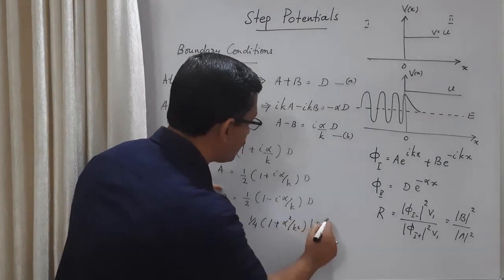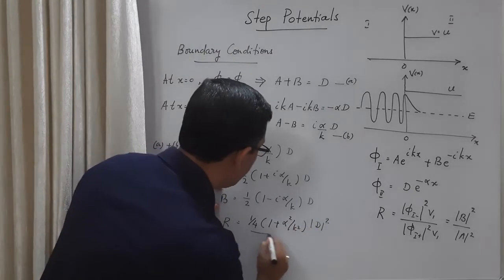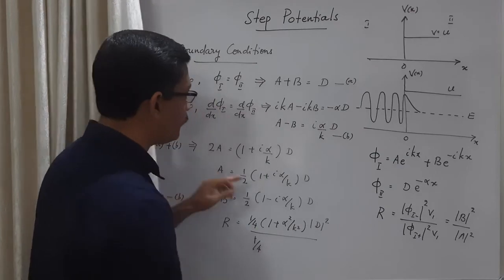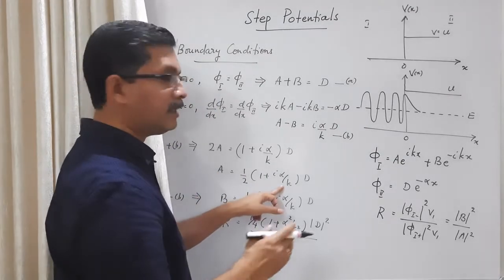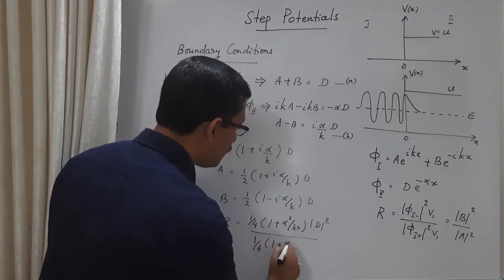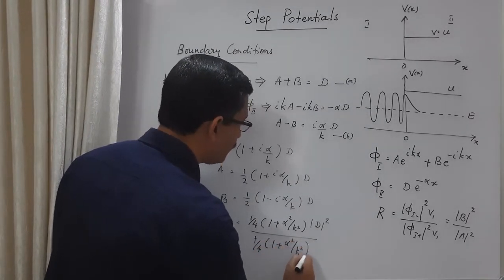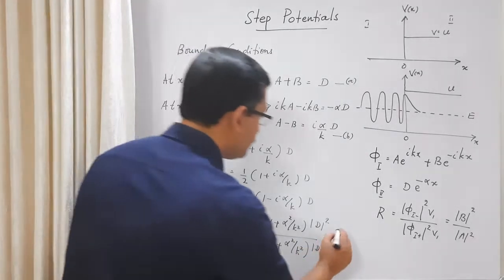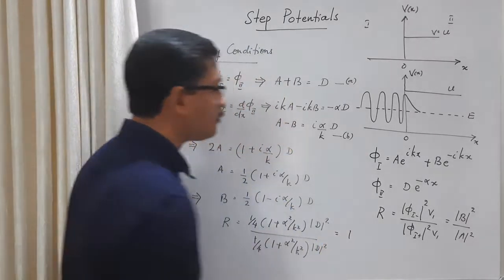times mod d square. This is mod d square divided by, what is mod a square? 1 by 2 into 1 by 2 we get 1 by 4, times 1 plus i alpha by k into its complex conjugate, 1 minus i alpha by k. So we get 1 plus alpha square by k square times mod d square. Numerator and denominator are the same. So we get the result that the reflection probability is 1.